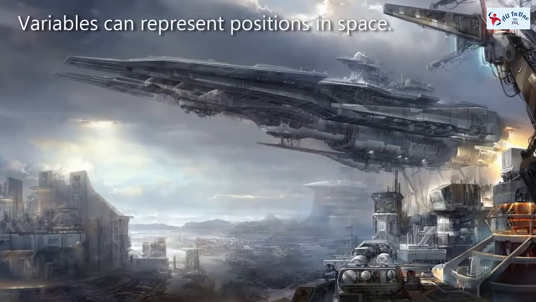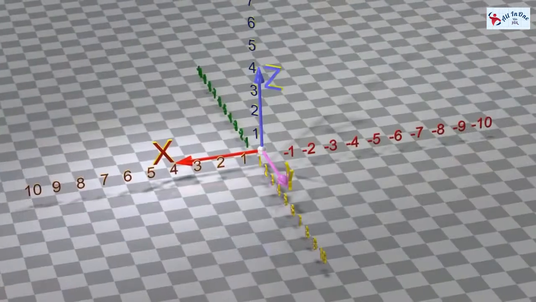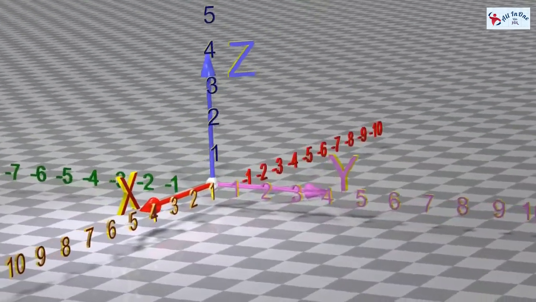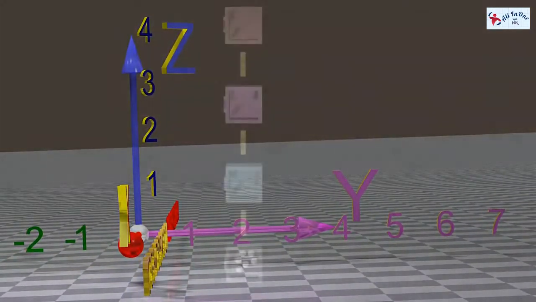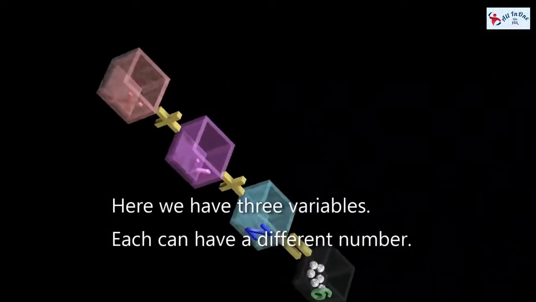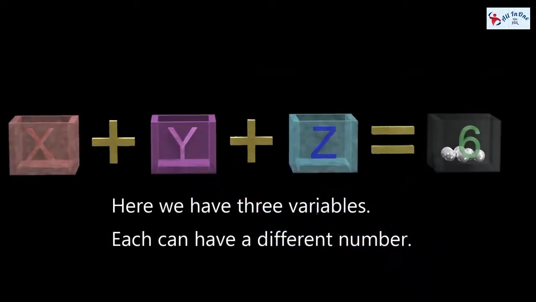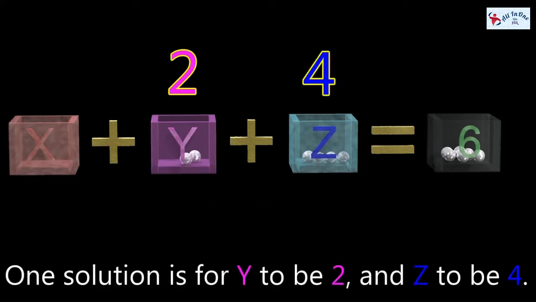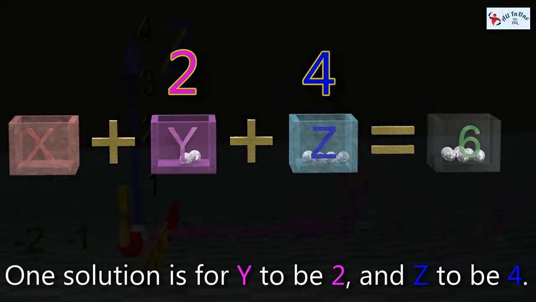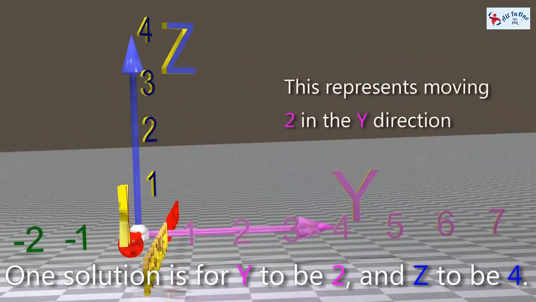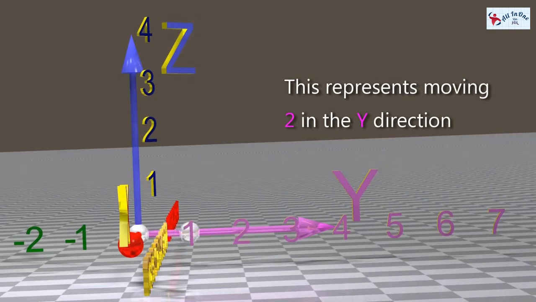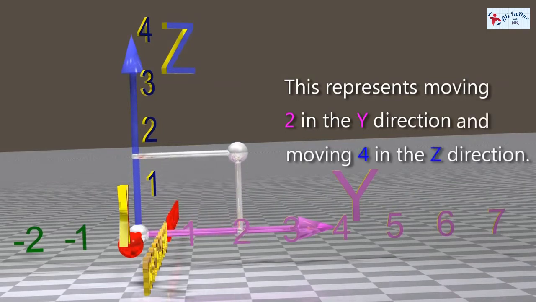Variables can represent positions in space. Here we have three variables. Each can have a different number. One solution is for y to be 2 and for z to be 4. This represents moving 2 in the y direction and moving 4 in the z direction.